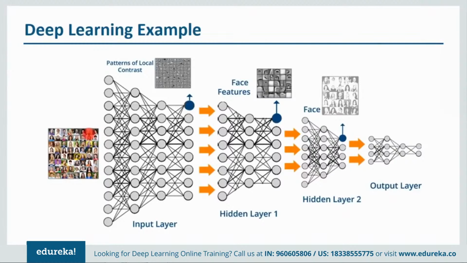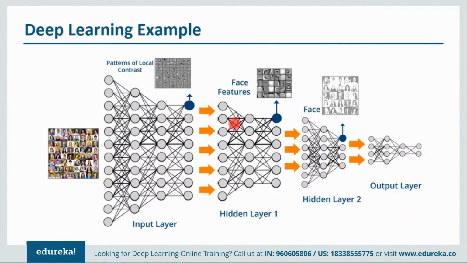We provide this raw data to the first layer, the input layer. Then these input layers will determine the patterns of local contrast, or fixate those patterns of local contrast, which means that it will differentiate on the basis of colors and luminosity and all those things. So it will differentiate those things.